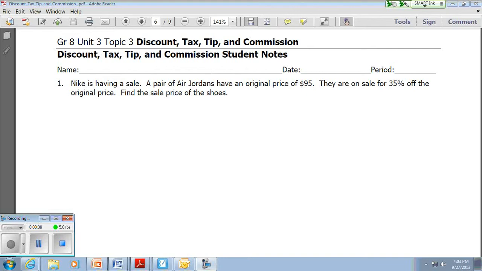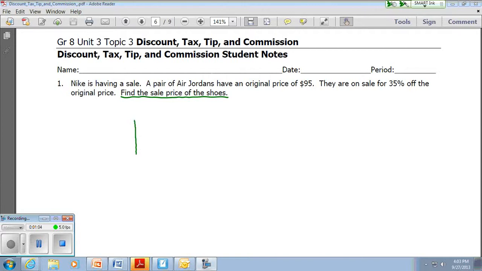A couple of things right off the bat. I'm going to underline my question to make sure I understand what I'm looking for in the first place. So I'm looking for the sale price. I'm not looking for the discount. I'm not looking for the amount that I'm taking off. I'm actually looking for what I would pay when I get the discount. So keep that in mind. Make sure you understand what you're looking for because the questions are going to be different each time.